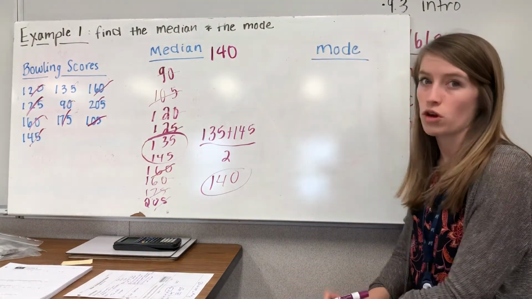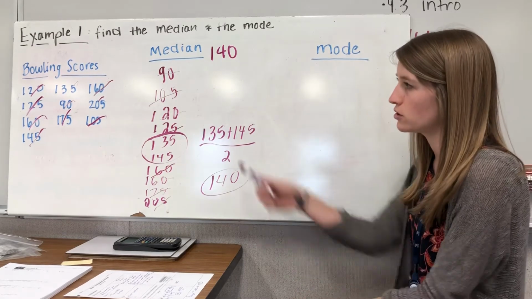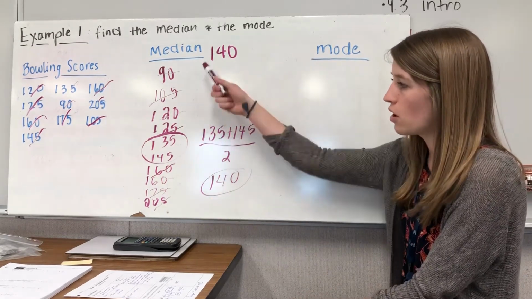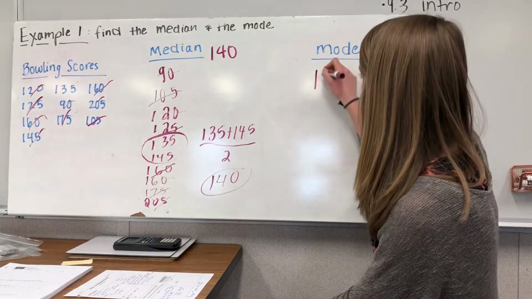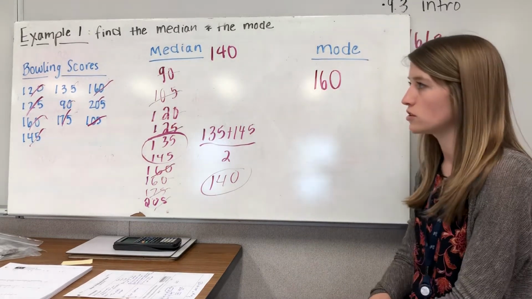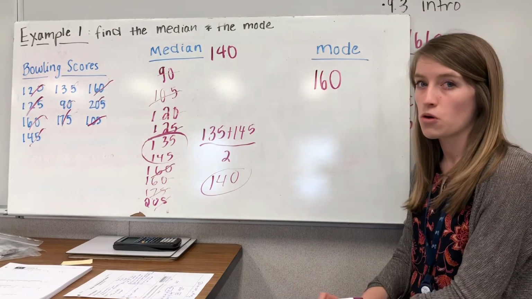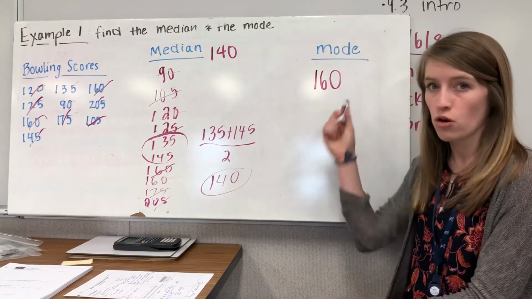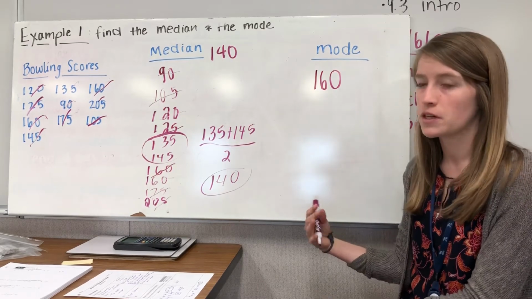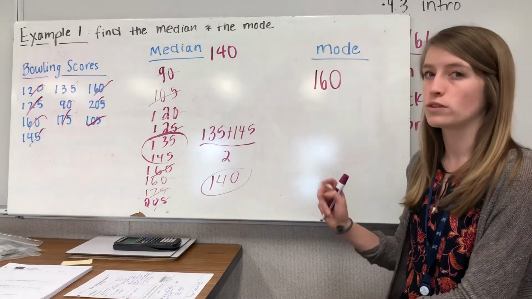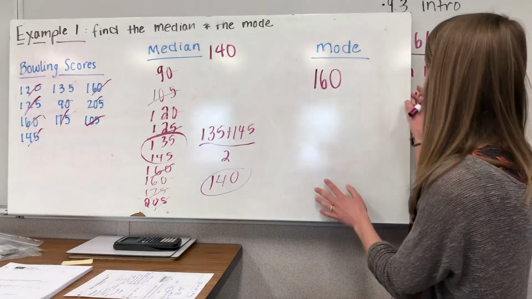Let's talk about our mode. Our mode, we don't have a lot of steps to do. We just look at which is the most common number. Well, 160, we had 2 people score 160 points. Everyone else just scored different points, so our mode is 160. Now for mode, we could have one mode, we could have more than one mode, or we could have no modes. There's always one median and always one mean though.